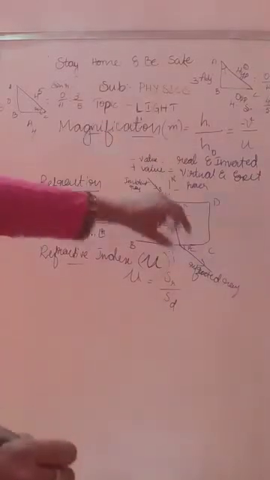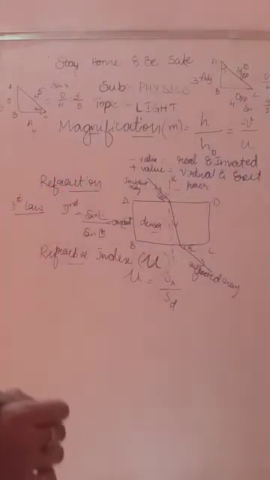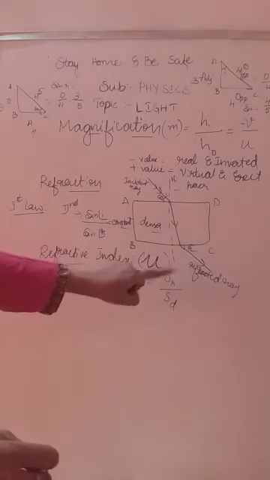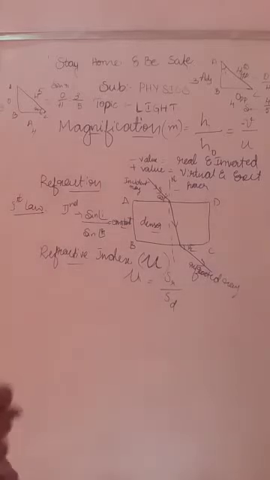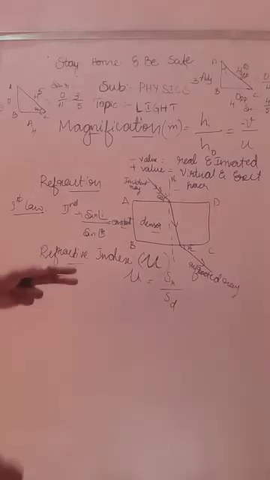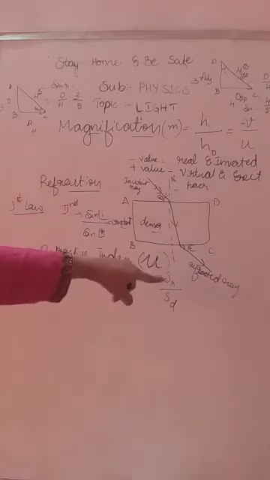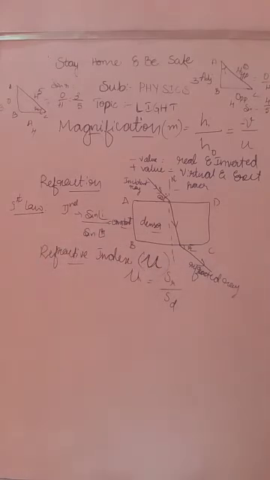So how much speed can the light ray travel? The ratio of the speed of the light ray in rarer media to the speed of the light in denser media is the refractive index. Keep in mind what is meant by refractive index. The ratio of the speed of the light in rarer media to the speed of the light in denser media is called the refractive index.